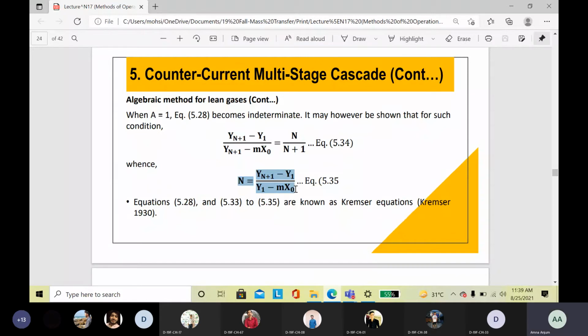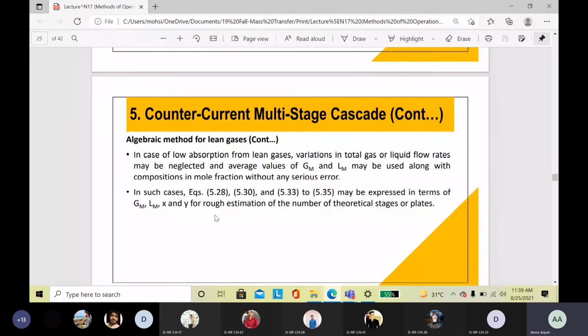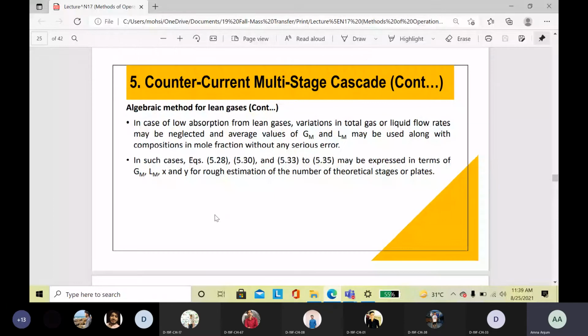In case of low absorption from gases, variation may be neglected, and average values of GM and LM may be used along with the compositions in mole fraction without any serious error. In such case, equations 5.28, 5.30, 5.33 and 5.35 may be expressed in terms of GM, LM, X, and Y for rough estimation of the number of theoretical stages or plates.